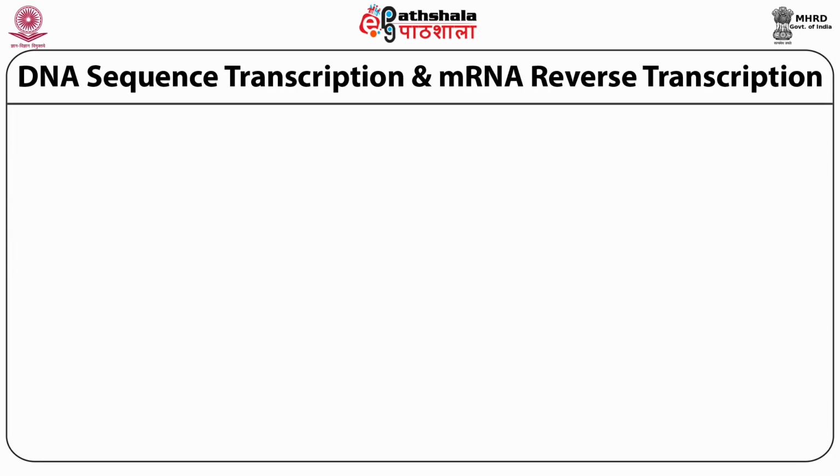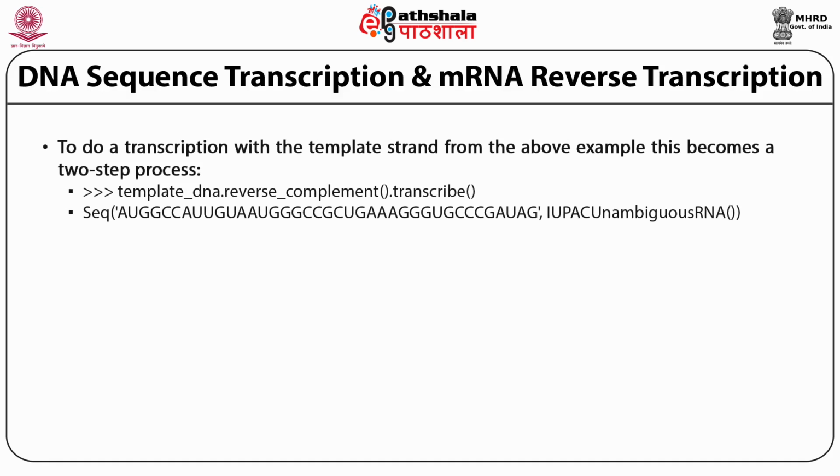DNA sequence transcription and mRNA reverse transcription. The same way that we translated the DNA sequence, it is also possible to do transcription and reverse transcription. To do a transcription with a template strand from the above example, this becomes a two-step process. You say template_DNA.reverse_complement() with an empty bracket, followed by another method called transcribe, .transcribe() with an empty bracket. It creates a sequence object with the appropriate manipulation that we want to do. Here, once again you see that the alphabet is converted to IUPAC unambiguous RNA.